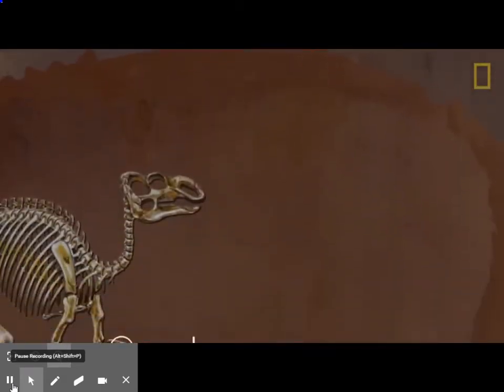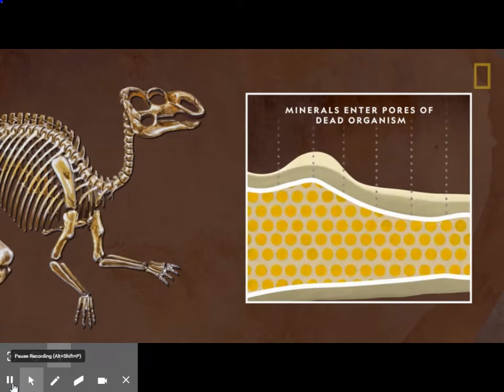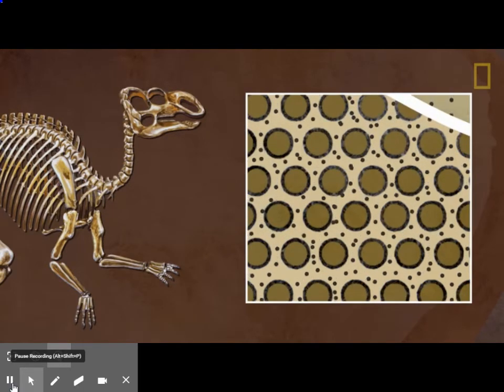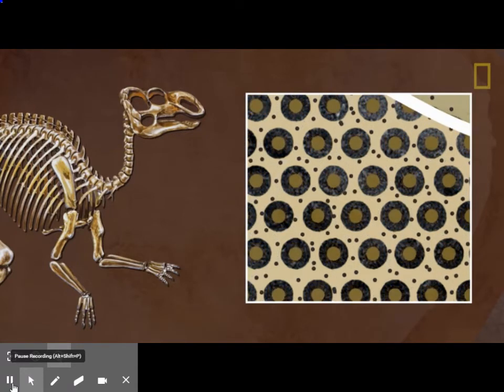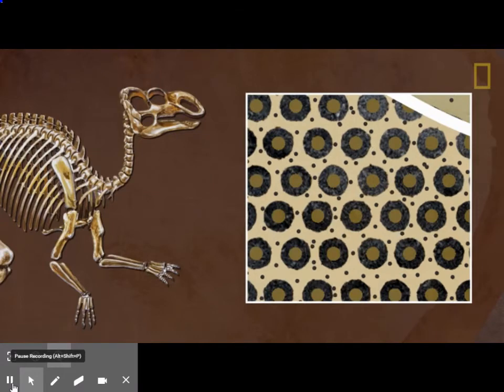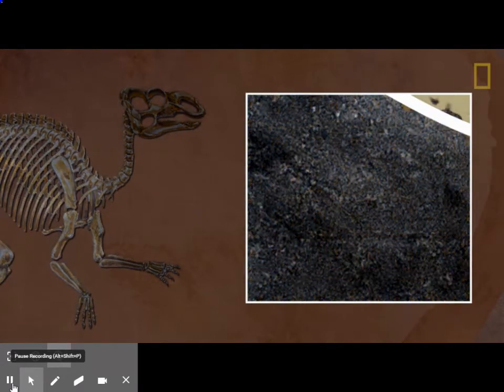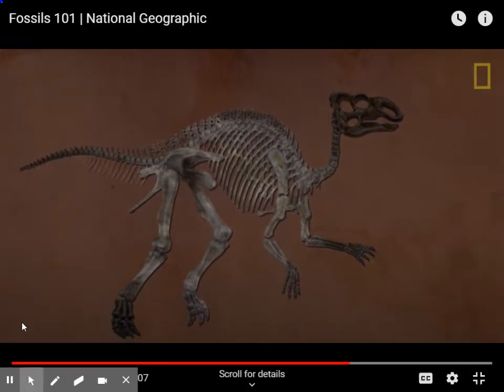Permineralization begins when minerals from water or the ground enter the pores of dead plant or animal material. Over time, the minerals attach themselves, clinging onto cellular walls and building a crystalline network in the empty cavities. This mineralization hardens the bone and turns it into stone, thereby preserving its original structure and fossil form.